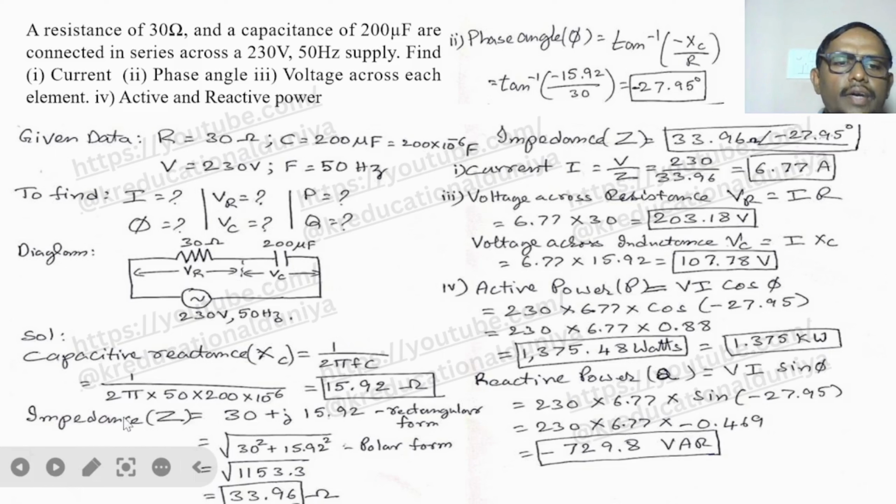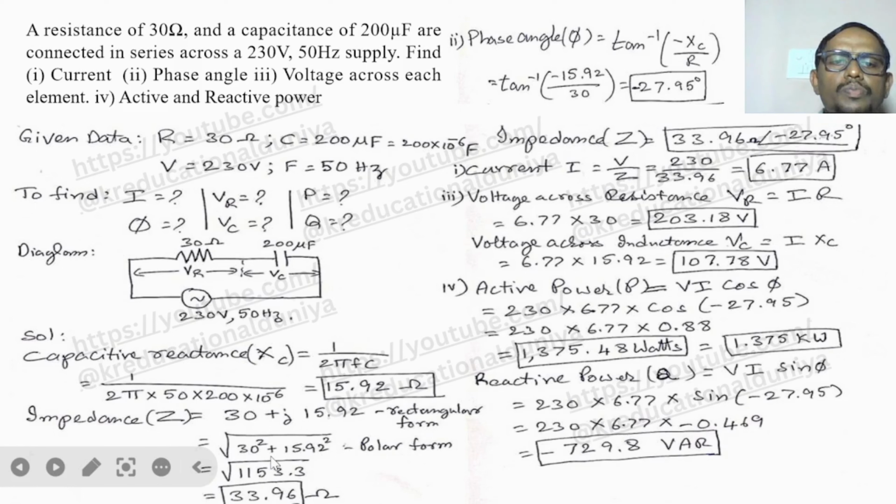So impedance Z is like total resistance, total ohms value. There are two forms, rectangular form and polar form. Rectangular form means R plus jX. What is R? 30, plus jX. What is the X value? 15.92 ohms. So j into XC value 15.92. And there is another form, that is polar form, that is under root of 30 square, that is R square, plus XC square, that is 15.92 square.